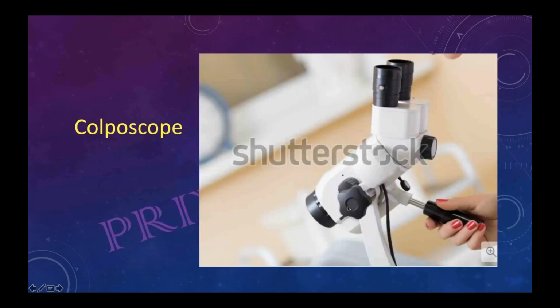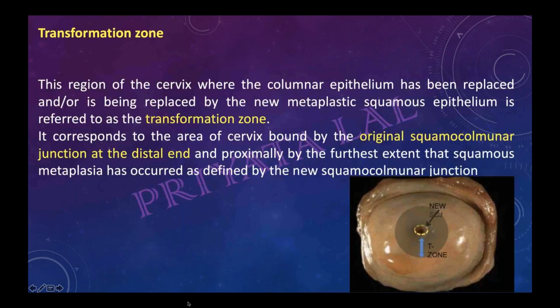So this is a colposcope, you already know. I'm not speaking about the lenses and magnification, because that is not important here today. So what is important from your exam point of view? You have to know the transformation zone, because this will be asked. It can be asked in both part 2 and part 3.